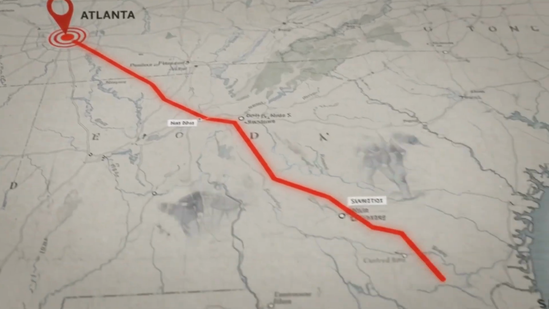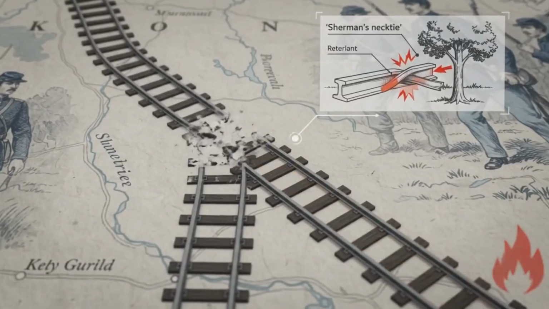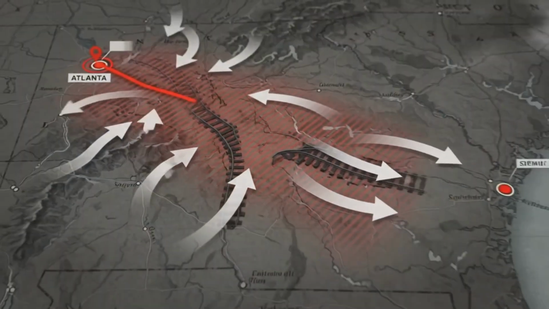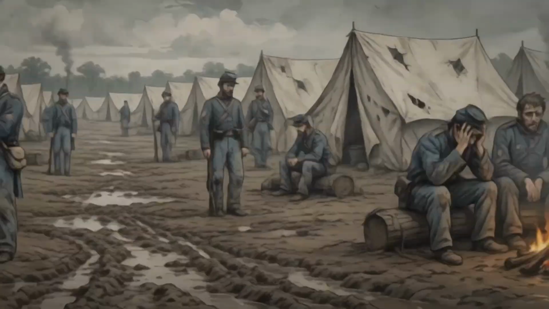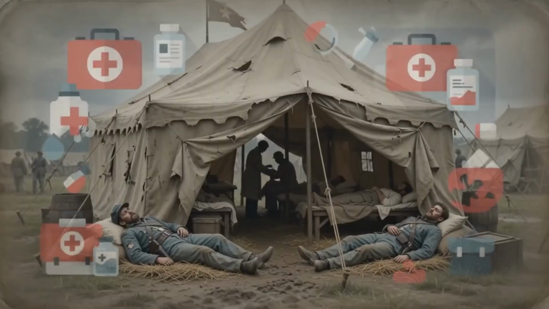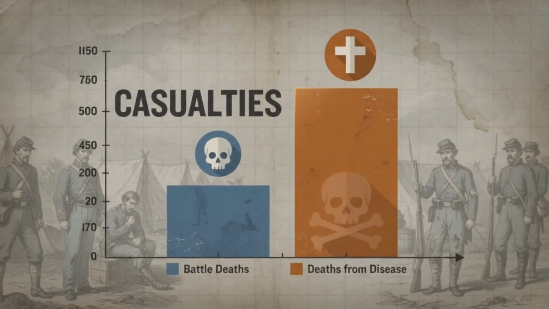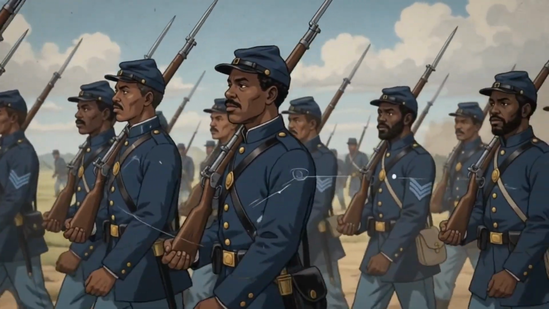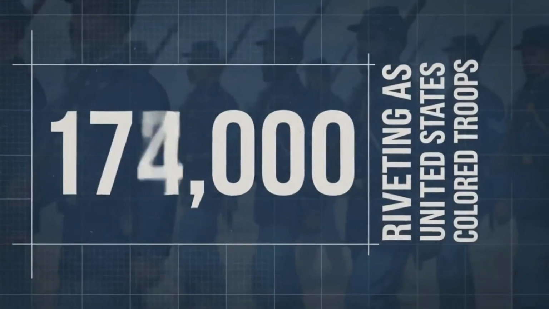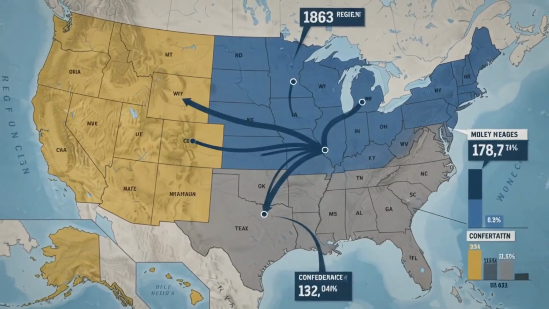General William Tecumseh Sherman marched through Georgia, destroying railroads, supplies, and infrastructure to weaken the Confederacy's ability to continue the war. Soldiers endured disease, hunger, freezing winters, and constant fear. More lives were lost to illness than to bullets during the Civil War. Nearly 180,000 African American soldiers fought for the Union, proving their courage while helping reshape America's future.